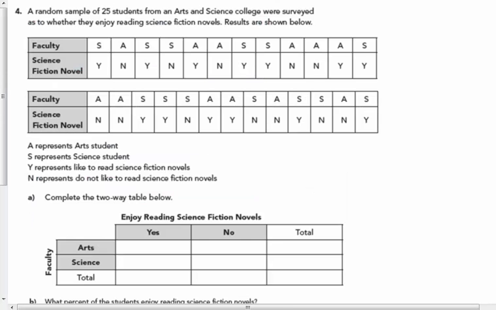So we're going to look at these tables. Now I'm on page 34 in your packets. A random sample of 25 students from Arts and Science College were surveyed as to whether they enjoy reading science fiction novels. The results are shown below. So there's 25 people. So I know the total has to be 25.